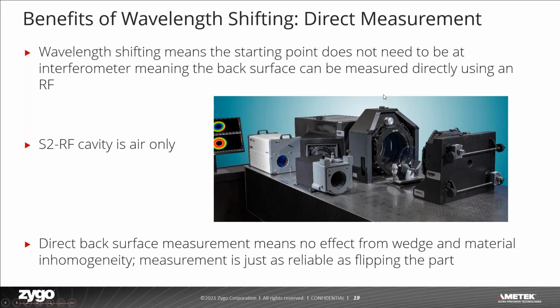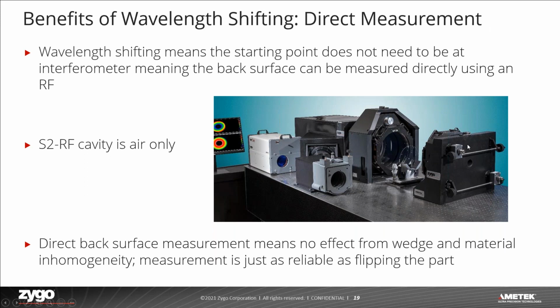Another big benefit of wavelength shifting is direct measurement. This goes to the question that was asked earlier. Wavelength shifting means that the starting point does not need to be at the interferometer. What we saw in the diagrams earlier is that with mechanical phase shifting, you're physically moving the reference. So that's your 0 point. But with wavelength shifting, your 0 point is one side of the cavity and then to the other end of your cavity. This means that the back surface can be measured directly if you use a reference flat.